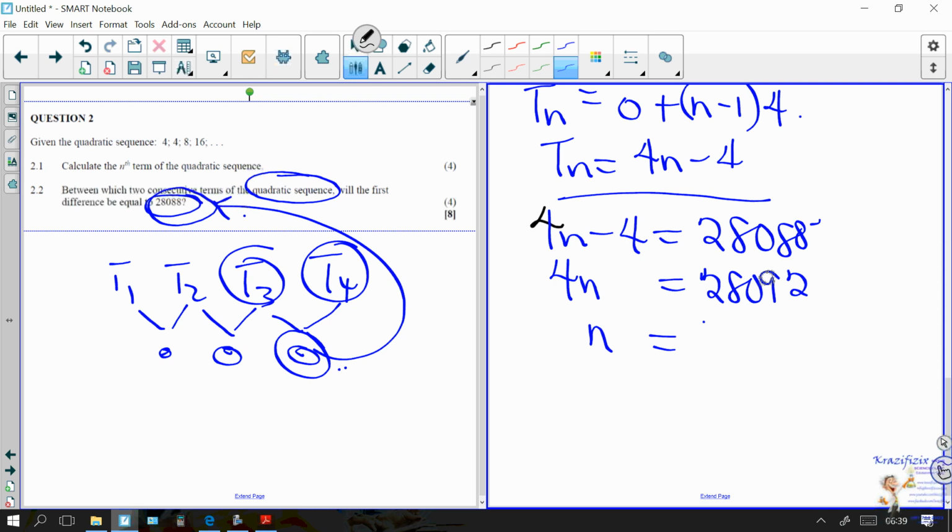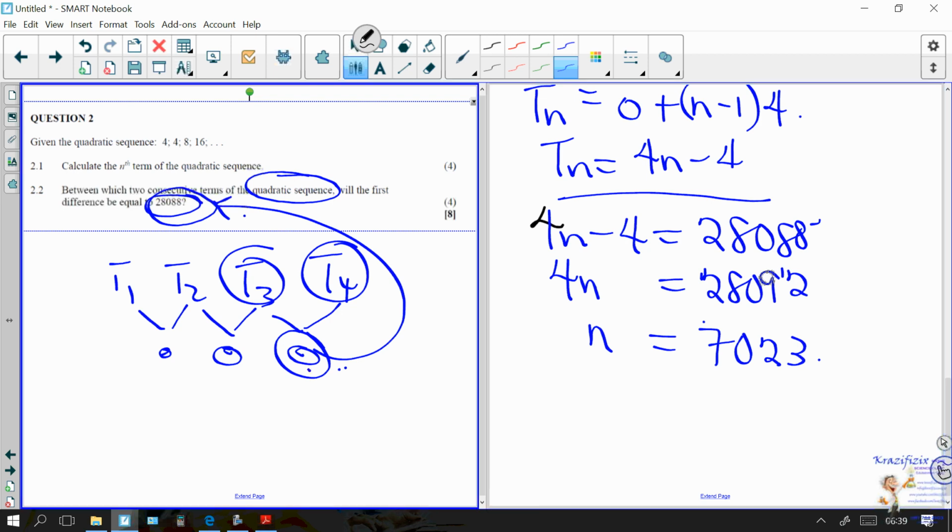If you use your calculator, 4 divided by 28 will give me 7. 4 divided by 0 would give me a 0 there. 9 divided by 4 would give me 2. That is 8. And I have 1 remaining. With 12, I have a 3. 7023. That means this term here is the 7,023rd term.